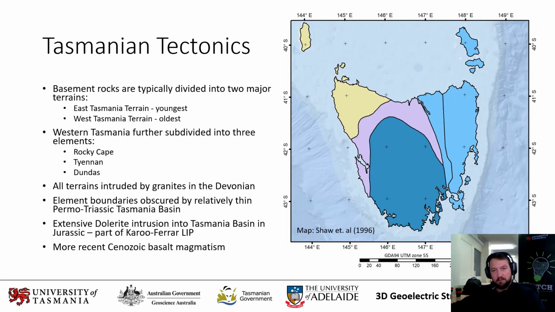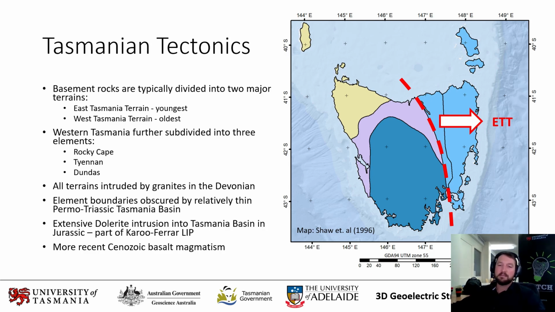So Tasmania has a long and complex tectonic history. It's often the subject of scholarly debate. I'm just going to cover the absolute basics, however. So we often divide Tasmania into two basement terrains. The East Tasmania terrain, which is the youngest.